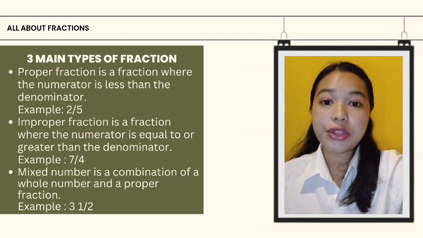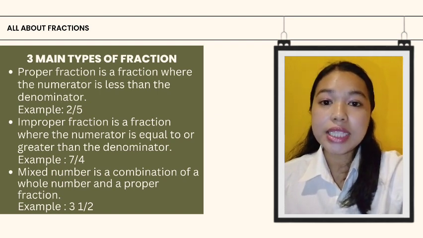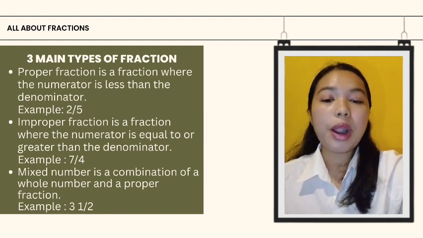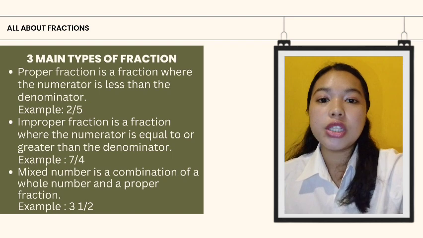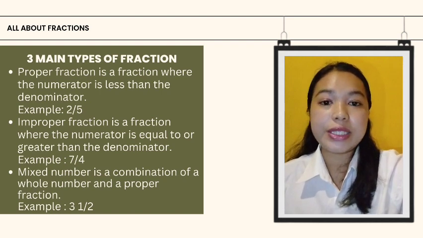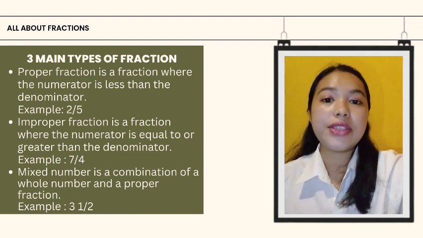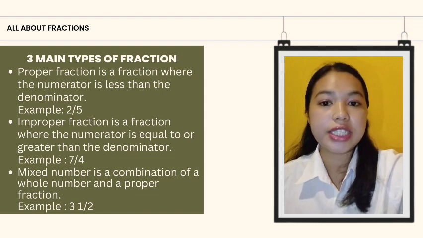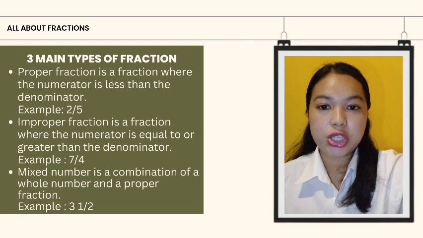So a fraction has three main types, the proper fraction, improper fraction, and the mixed number. So a proper fraction is a fraction where the numerator is less than the denominator. So for example, 2 over 5 or 2/5 is a proper fraction. Next is an improper fraction. It is a fraction where the numerator is equal to or greater than the denominator. So for example, 7 over 4 is an improper fraction.